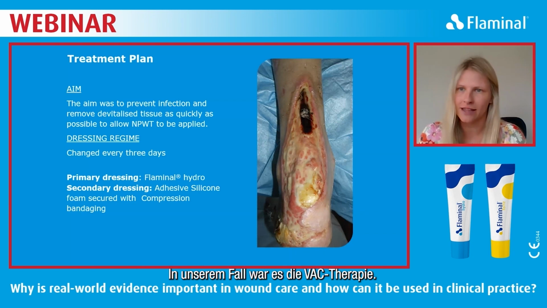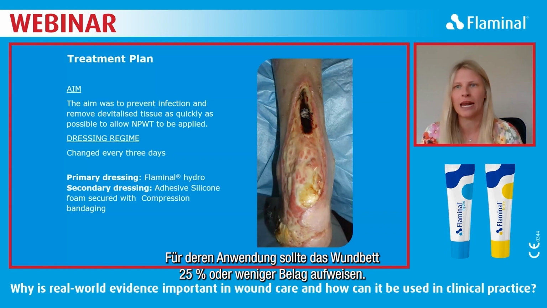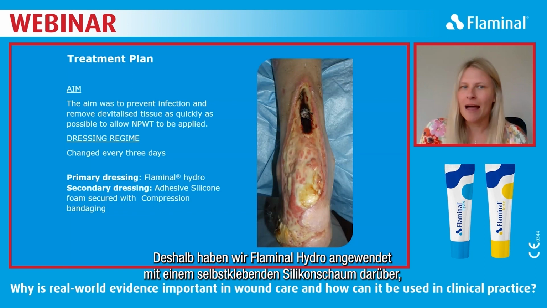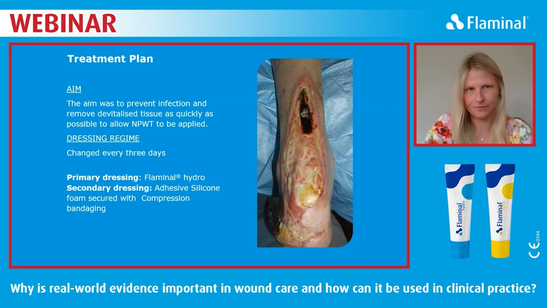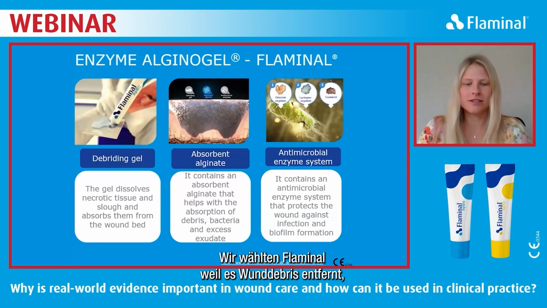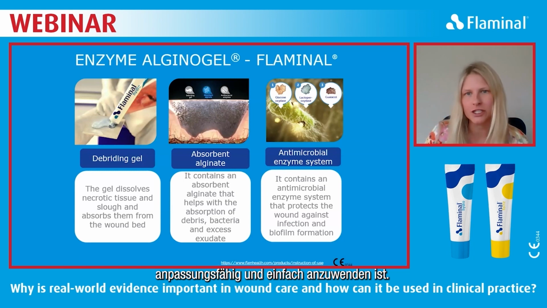In our case, it was the VAC therapy. And in order to apply that, you want 25% slough or less on your wound bed. So what we did was we applied Flaminol Hydro with an adhesive silicone foam on the top, and that was changed every 3 days. We chose Flaminol because it removes debris, it promotes moist wound healing environment, it protects against infection, and it's really conformable and easy to use.